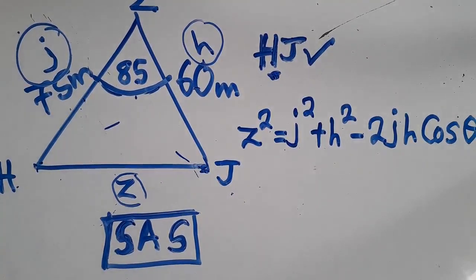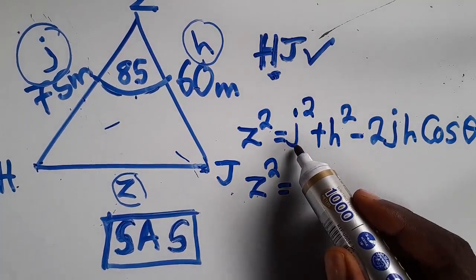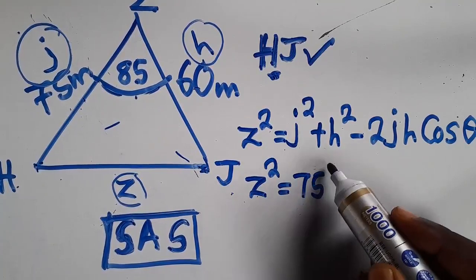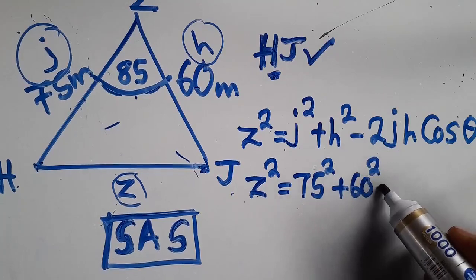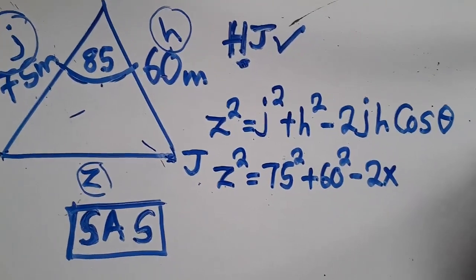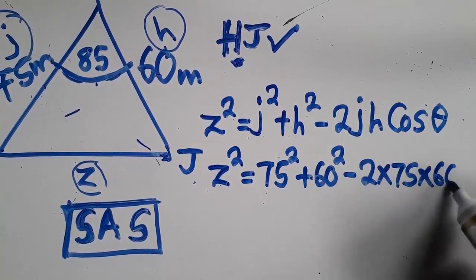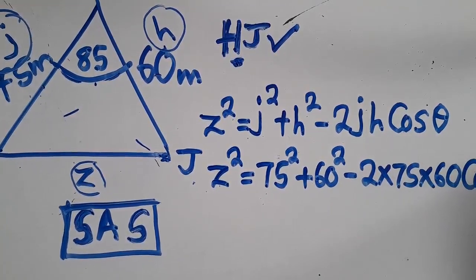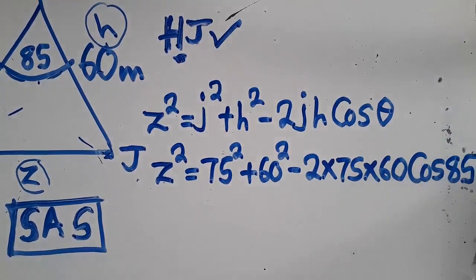I believe with this, you can finish this and answer the question. So z squared is equal to, what is your j? j is 75. So it says 75 squared plus, what is your h? 60 squared, minus 2 times 75, which is j, times 60, which is h. Then you say cos of the angle which is 85. This is what you are going to do.